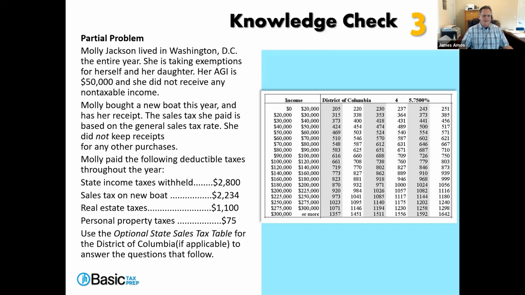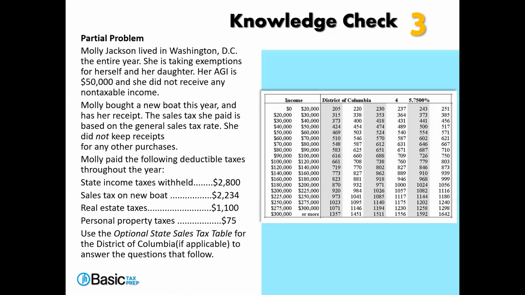Molly paid the following deductible taxes throughout the year. So she paid state and local income taxes, $2,800. She paid sales tax on her boat of $2,234. She paid real estate taxes of $1,100. She paid personal property taxes of $75. Okay.